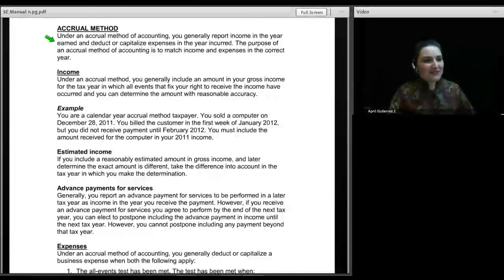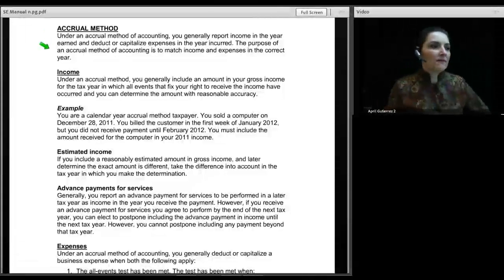Not your typical small business owner. Accrual method. Under an accrual method of accounting, you generally report income in the year earned and you deduct or capitalize expenses in the year you incur them. The purpose of the accrual method of accounting is to match income and expenses in the correct year.